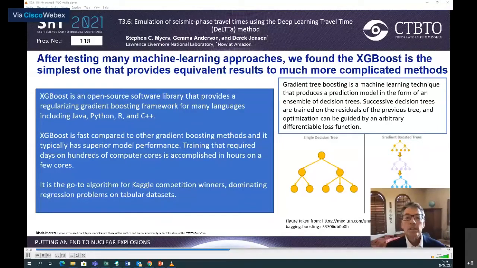Gradient tree boosting is a machine learning technique that produces a prediction model in the form of an ensemble of decision trees. Successive decision trees are trained on the residuals of the previous tree, and optimization can be guided by an arbitrary differentiable loss function.